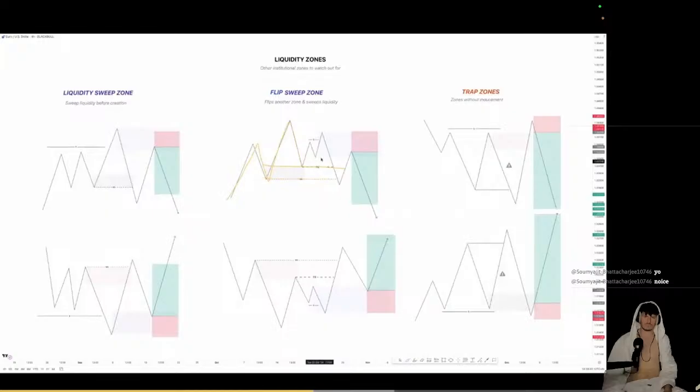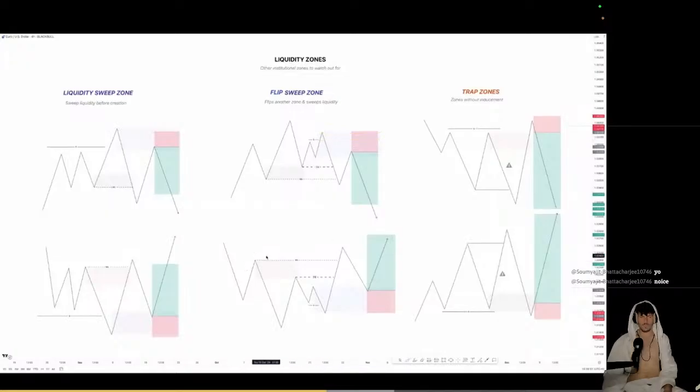Right, so you can see how you draw the flip plus sweep zone: you can draw it from the bottom of this pullback, the end of this pullback, to the top of this reaction right here. So basically this entire zone, or you can refine it to just this area right here that swept the available liquidity. Once again, completely up to you.